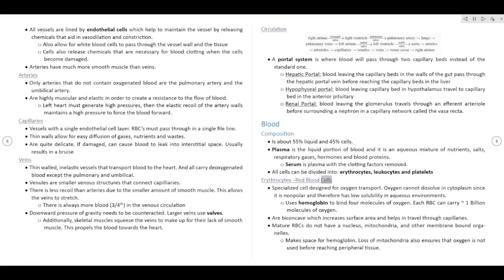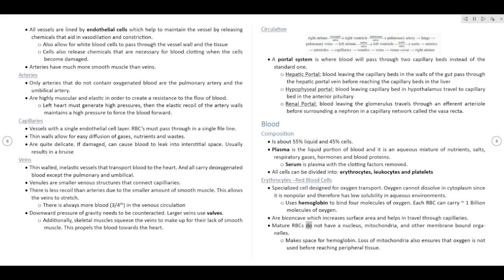Erythrocytes, red blood cells. Specialized cell designed for oxygen transport. Oxygen cannot dissolve in cytoplasm since it is nonpolar and therefore has low solubility in aqueous environments. Uses hemoglobin to bind 4 molecules of oxygen. Each RBC can carry 1 billion molecules of oxygen. Are biconcave, which increases surface area and helps in travel through capillaries.